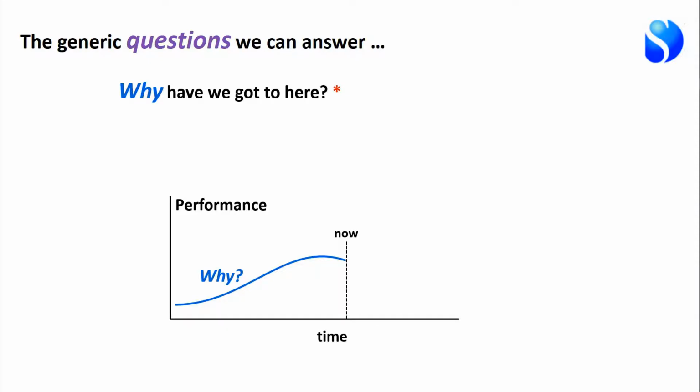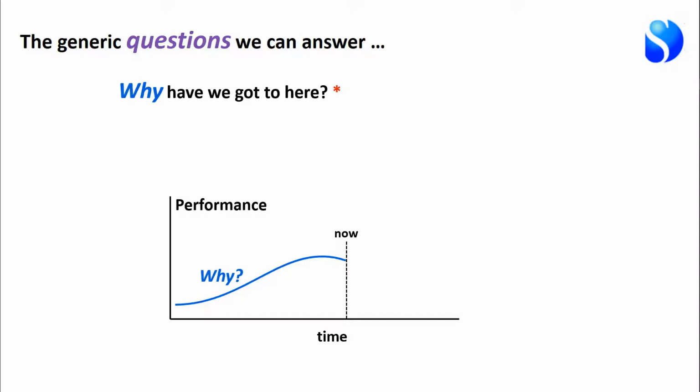The first is, why have we got to here? Why has performance been what it has been? And that's important for two reasons. First, it tells us how the system actually works. We need to get the model to replicate reality. If we don't do that, then our model is not reliably reflecting what's happening in the real world.